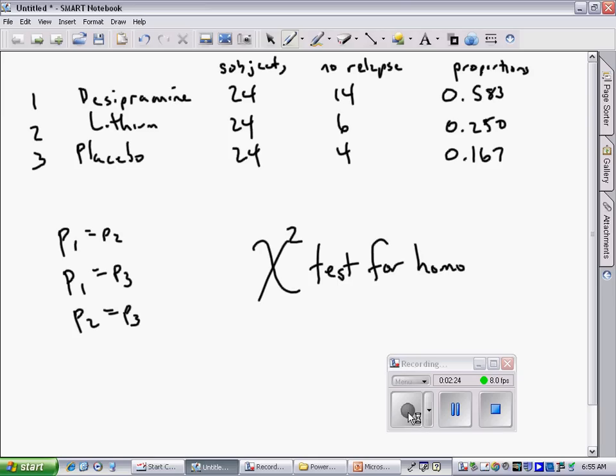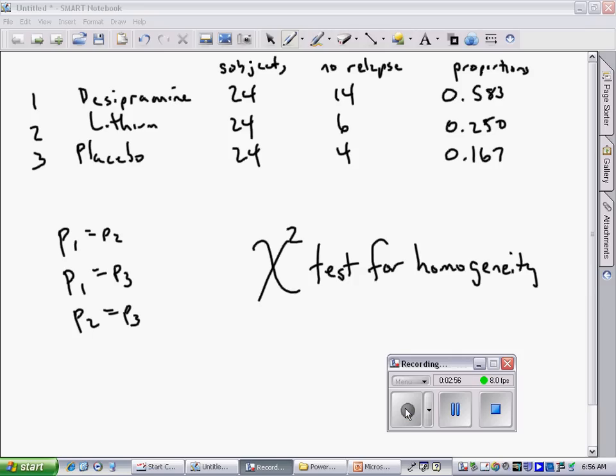Now you look at that word and you think, I have no idea what that means, but you probably do. Homogeneity just means, is this group the same throughout? In other words, if I divide these people up into these 3 groups, are they the same really, whether they're in the desipramine group, the lithium group, or the placebo? The test looks a little different. We use a matrix instead of a list, but the idea is very similar to the chi-squared goodness of fit test that we've talked about the last few days.